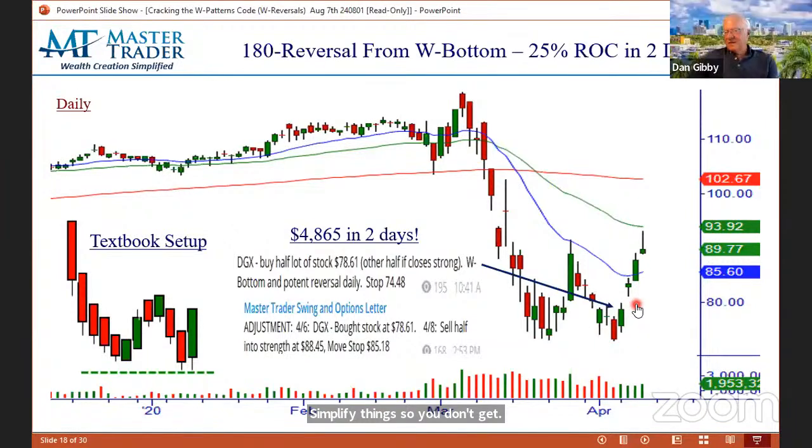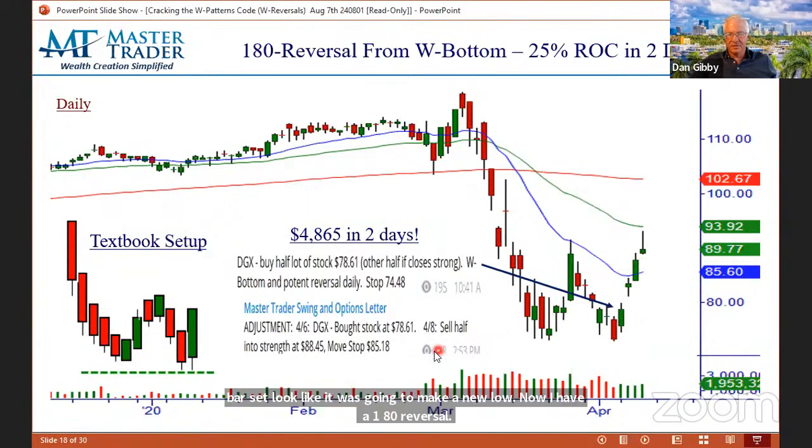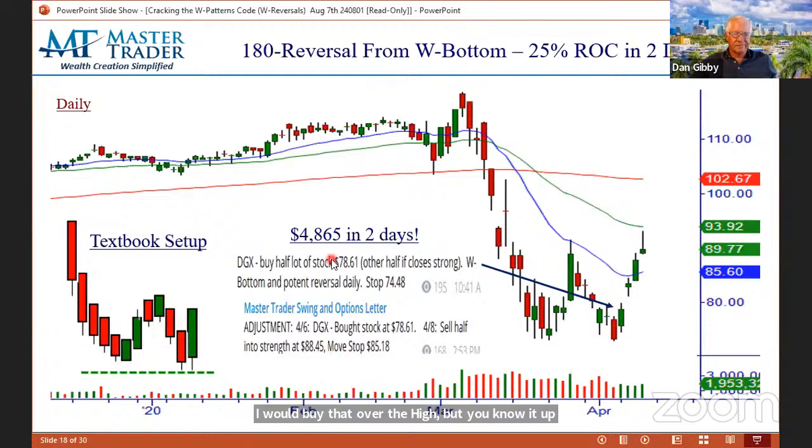So same here. When am I confident? And I purposely show you some sloppy ones too, but it's the same concept. Momentum moved down, went up. Am I going to get a turn? I don't know. Red bar sure as heck looked like it was going to make a new low. Now I have a 180 reversal. I would buy that over the high, but it gapped up and we had a beautiful 3-day pop.